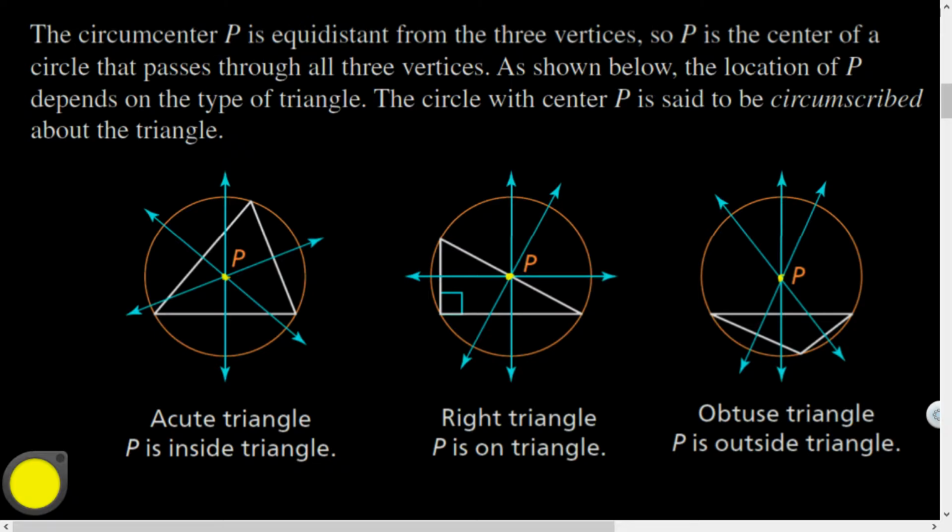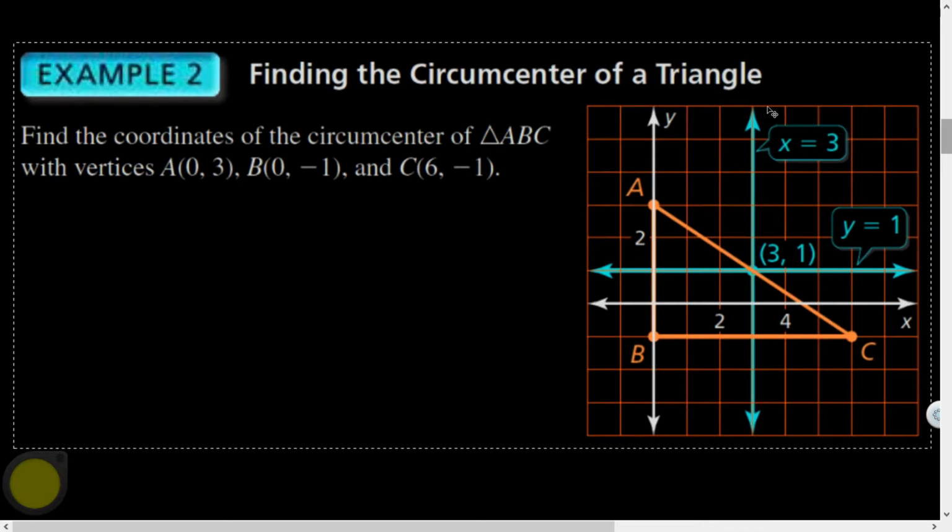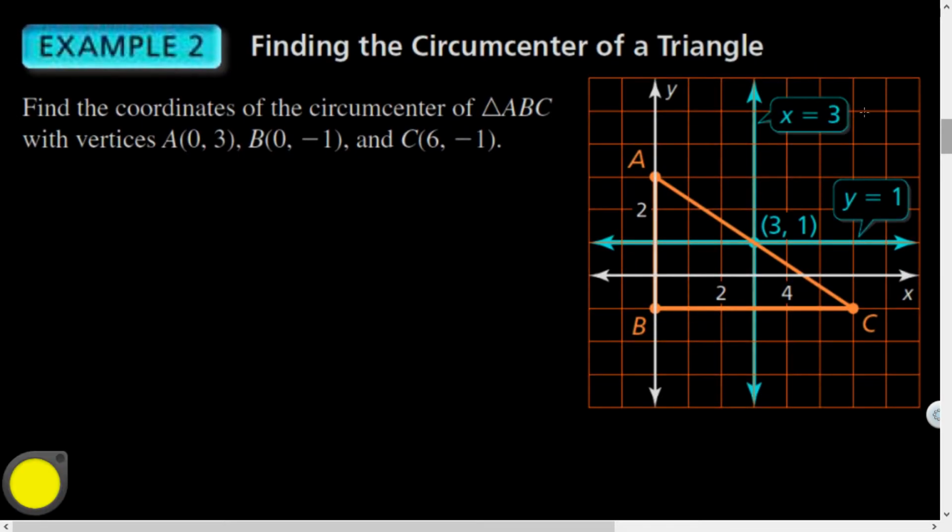Here's an example, on a coordinate plane at that. I might have accidentally given you guys the solution again, who knows? But you can follow along, my friends. It says, find the coordinates of the circumcenter of triangle ABC with the given vertices.